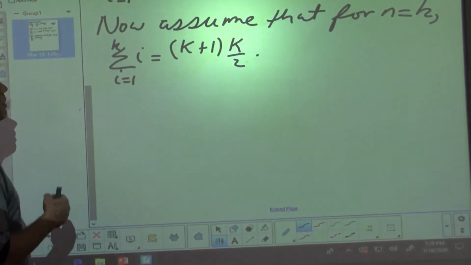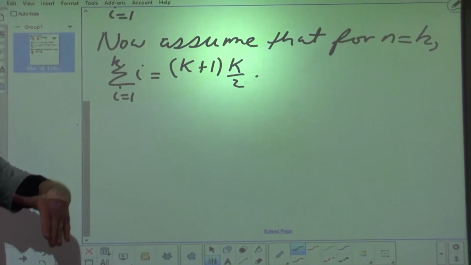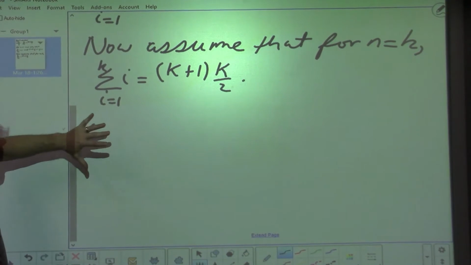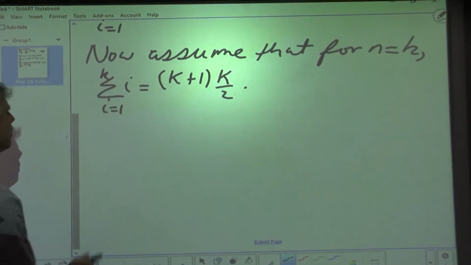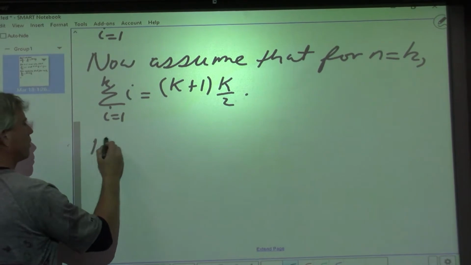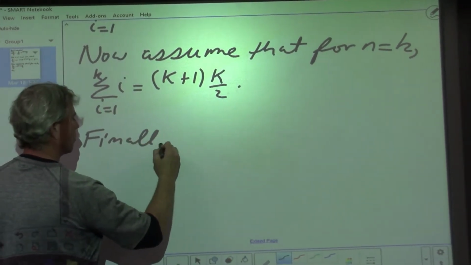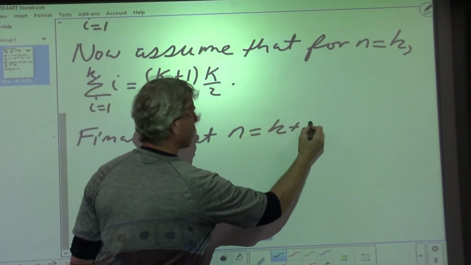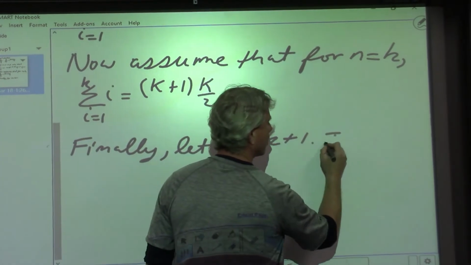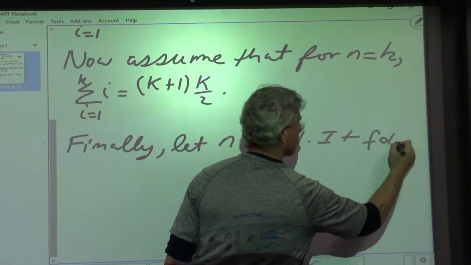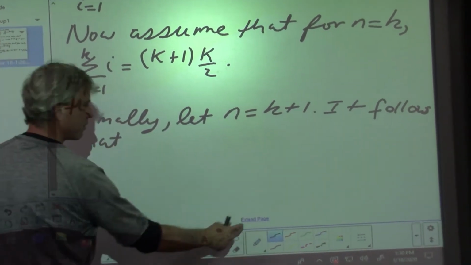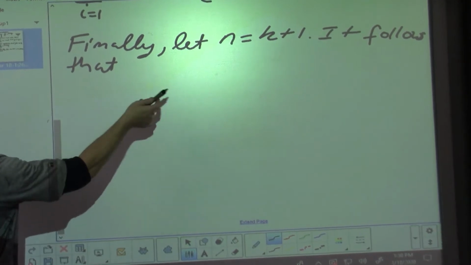Step 3 is always going to be, now let n equal k plus 1, and show that given this assumption in step 2, the formula will work for k plus 1. Finally, let n equal k plus 1. It follows that, now we're going to do a little bit of math. It follows that we were taking the sum.